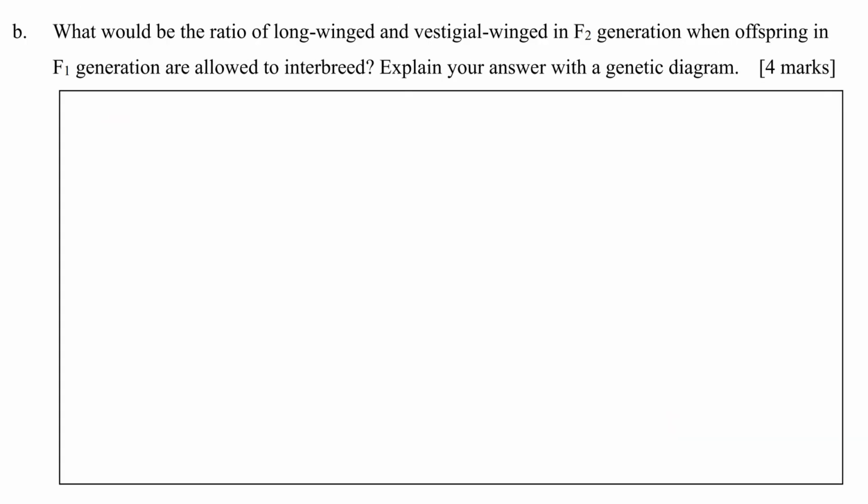Question B requires you to draw a genetic diagram. It's asking what the ratio of long wing and vestigial wings in the F2 generation would be when the F1 interbreed. That means the heterozygotes mate with other heterozygotes. In order to do this question, you must first let the alleles in this question.